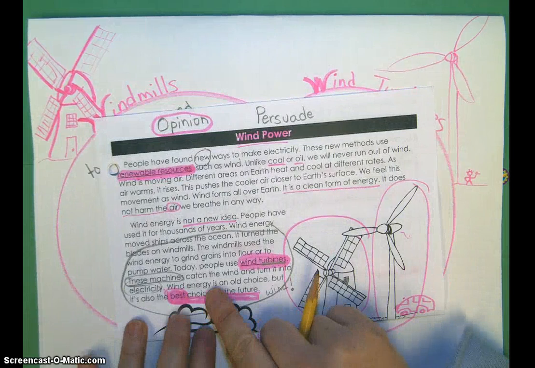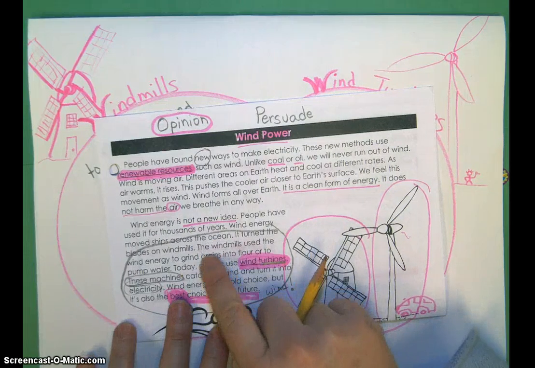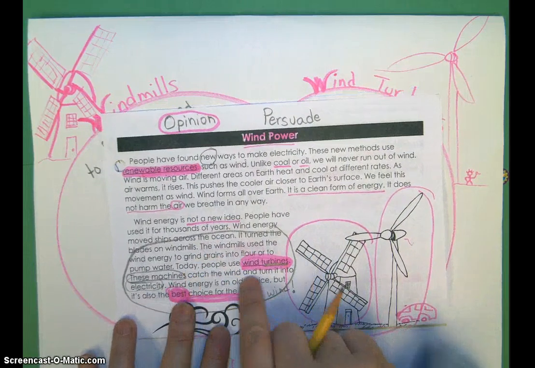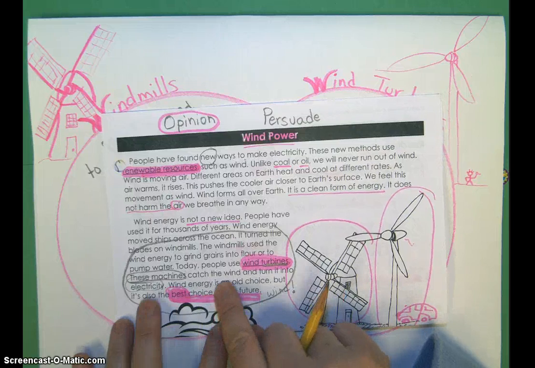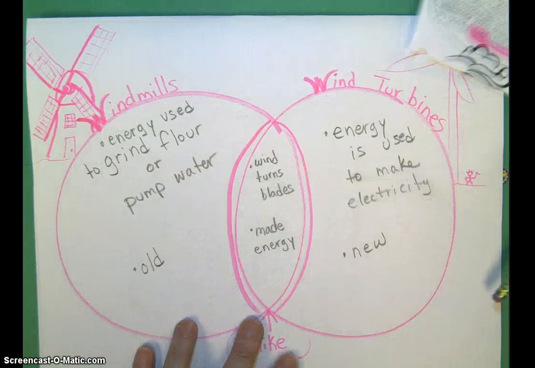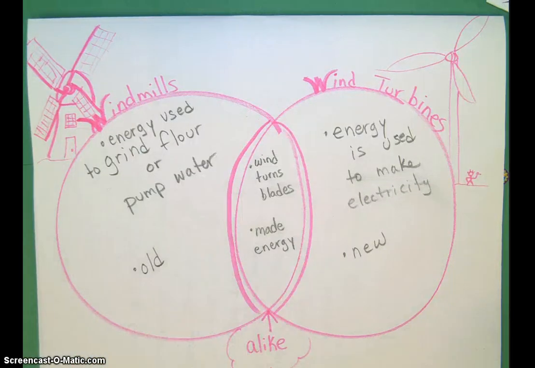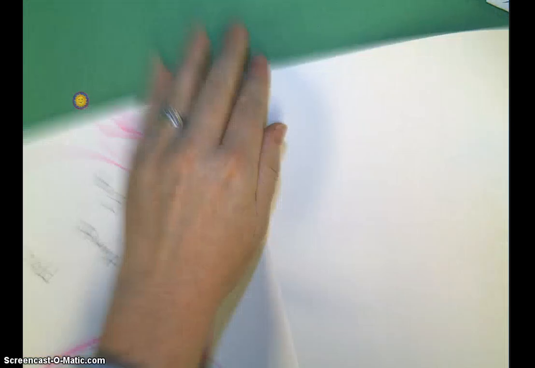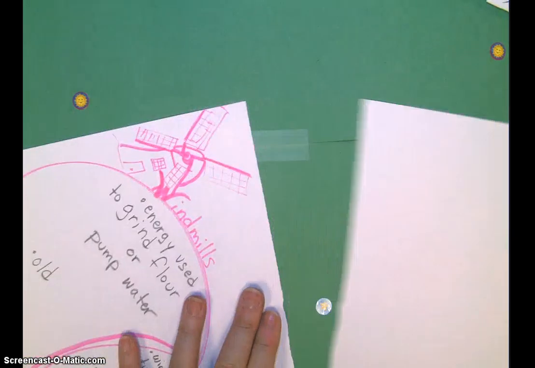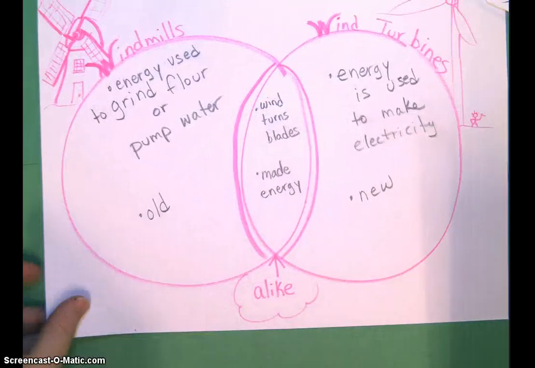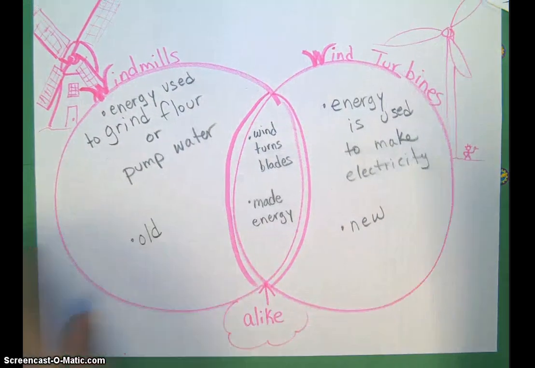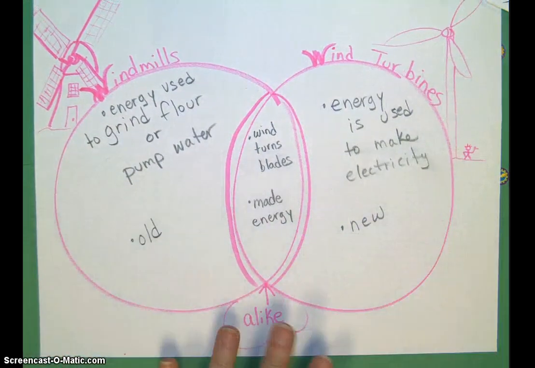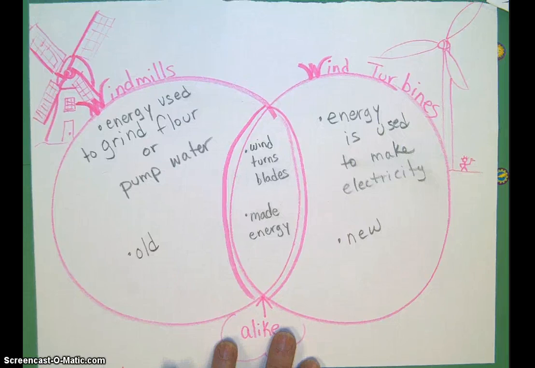And then let's see if there's anything else. I'm rereading. Grind grains, pump water, wind turbines, catch the wind, turn into electricity. I think this is probably all we're going to be able to get here. So now we're going to use this to write a paragraph. So go ahead and get your piece of paper at this time. You like my little man? I put him there so that you could see how tall these turbines are. They're very, very large.